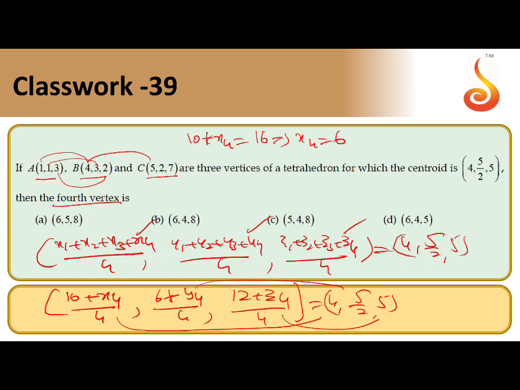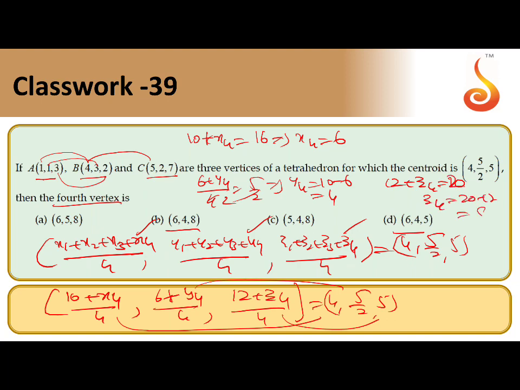Now we take one more. (6 plus y4) by 4 equals 5 by 2. The 2s cancel, so y4 equals 10 minus 6, which gives 4. So 6, 4 is here and here. One more, you can take z: equate the last one. 12 plus z4 equals 4 times 5, which is 20. So z4 equals 20 minus 12, which gives 8. So the fourth vertex D will be 6, 4, 8. Which option is matching? Option B is matching, not option D.